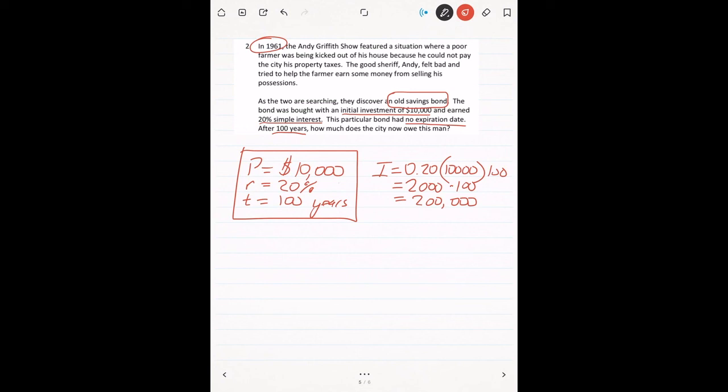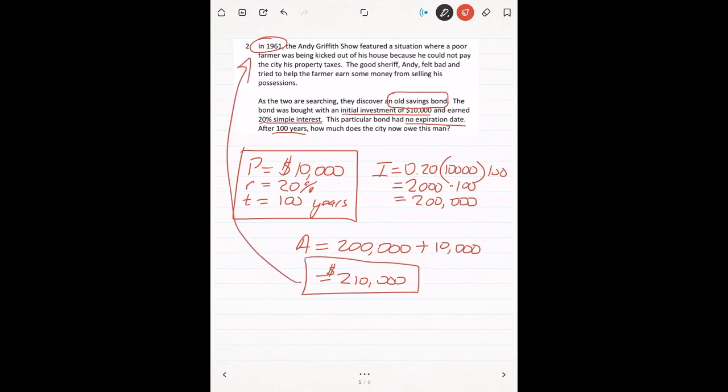Is that how much money the city owes this farmer? No. They owe him the interest of $200,000 and they still owe him the initial $10,000 that it's worth. So $210,000 is how much the city of Mayberry needs to pay this old farmer that they were about to evict.